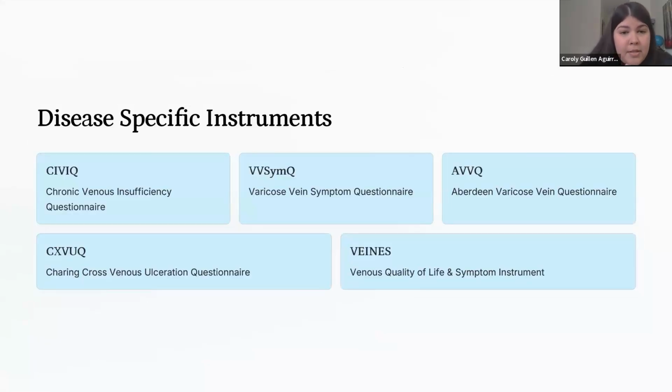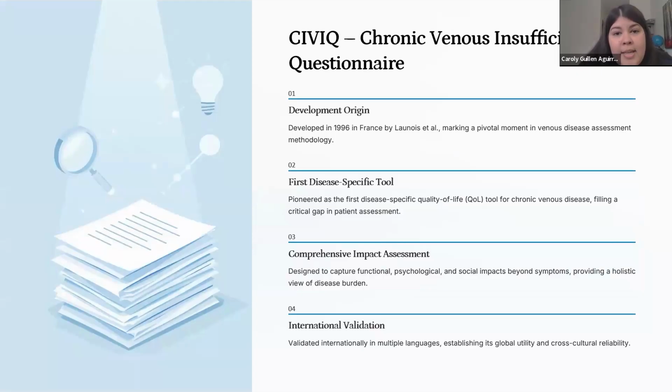Then we have disease-specific instruments of quality of life questionnaires. We start with the CIVIQ, the Chronic Venous Insufficiency Questionnaire. It was developed in 1996 in France, making it a pivotal moment in venous disease assessment methodology.